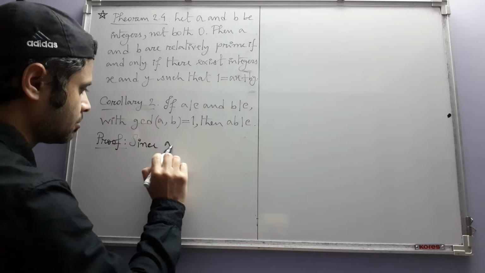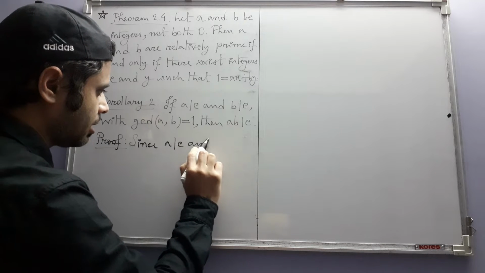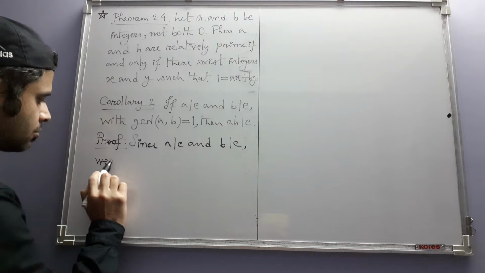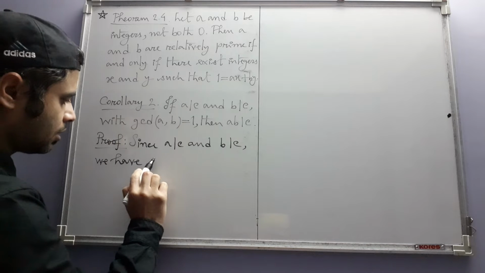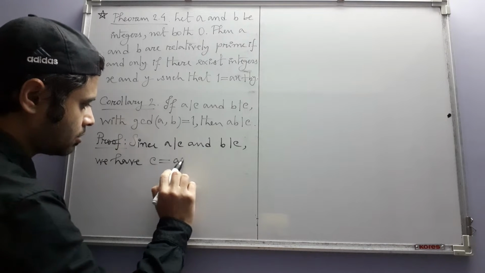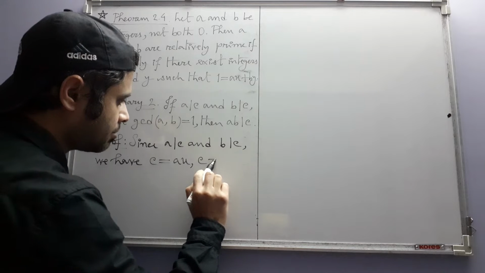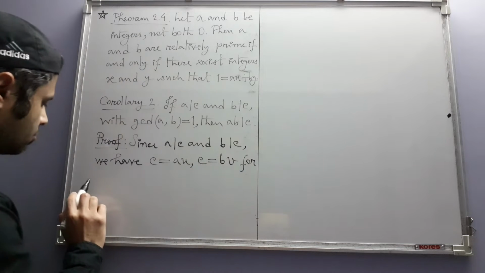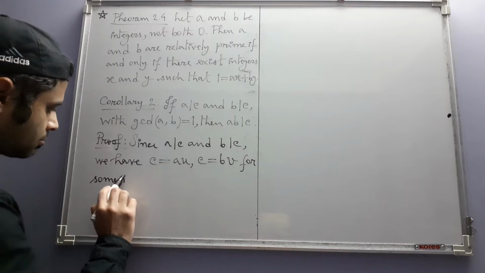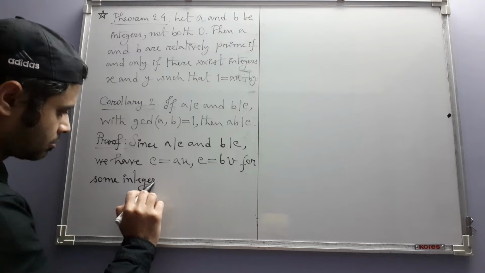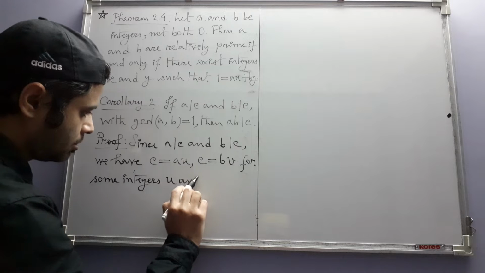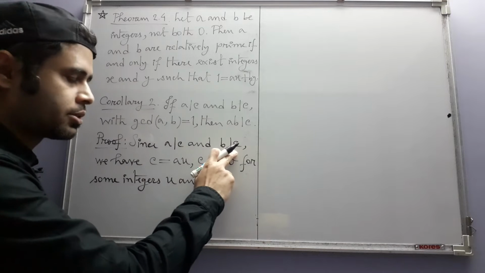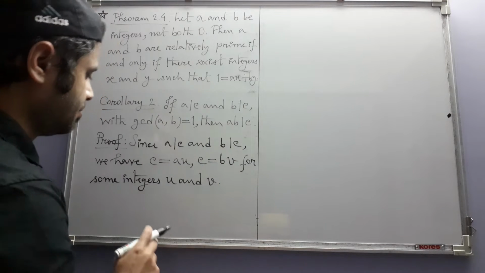Since a divides c and b divides c, we have c equal to au and at the same time c is equal to bv for some integers u and v. So here we have just used the definition of divisibility, that's all.